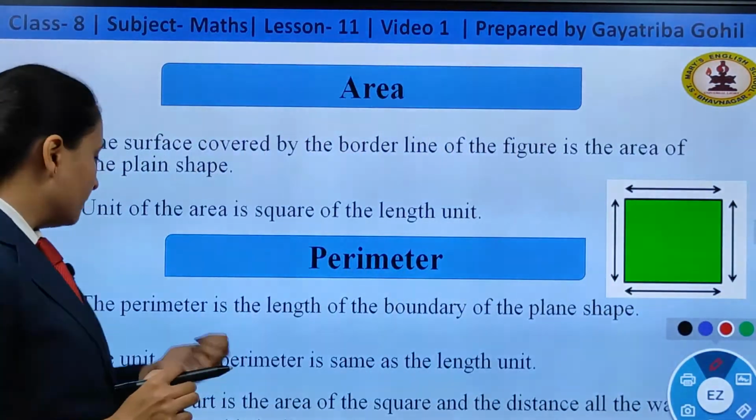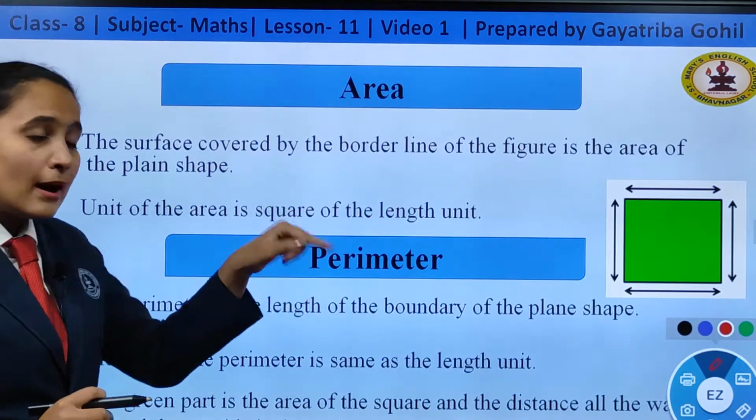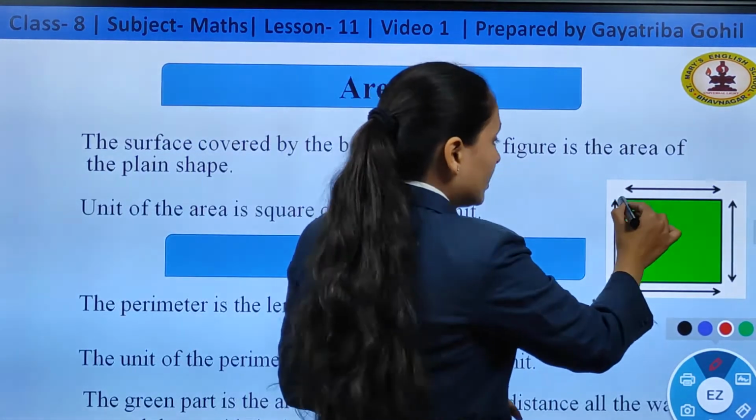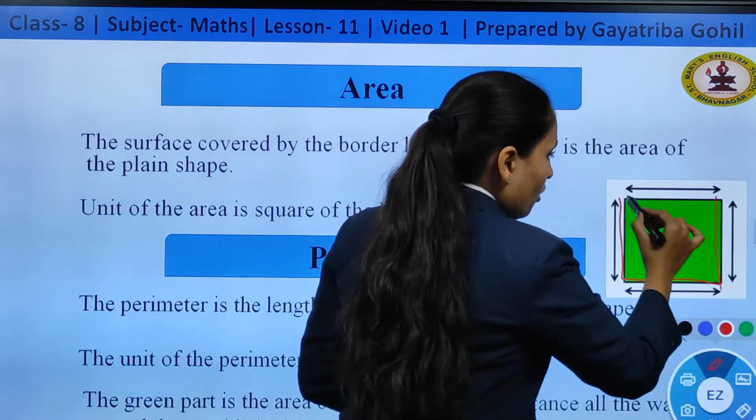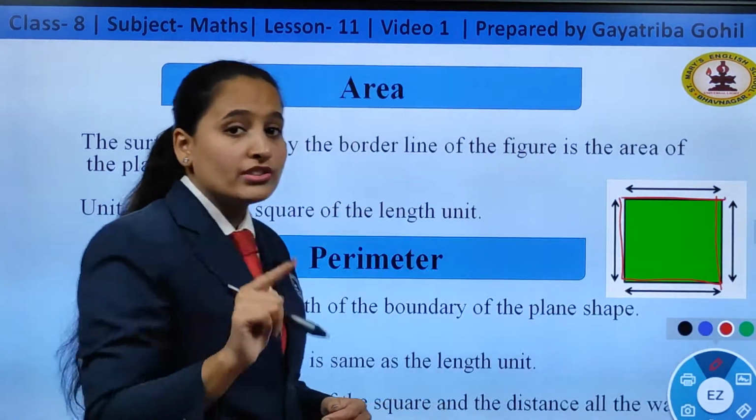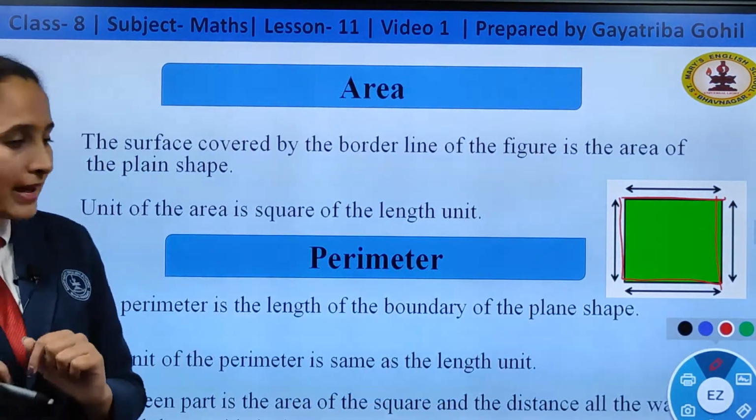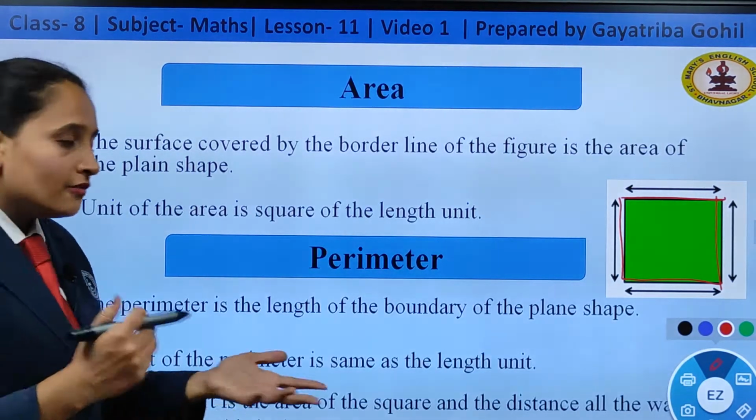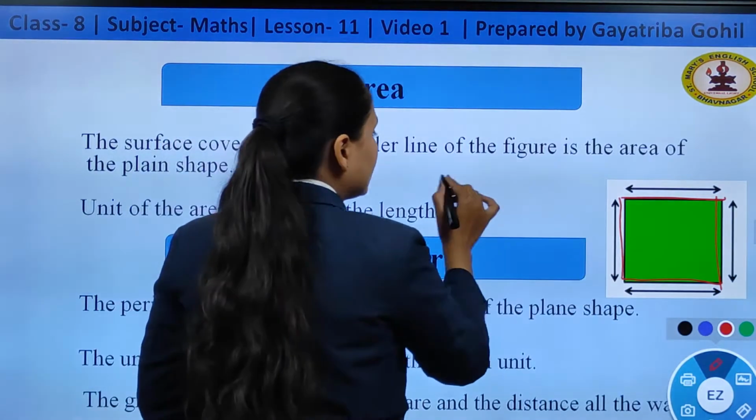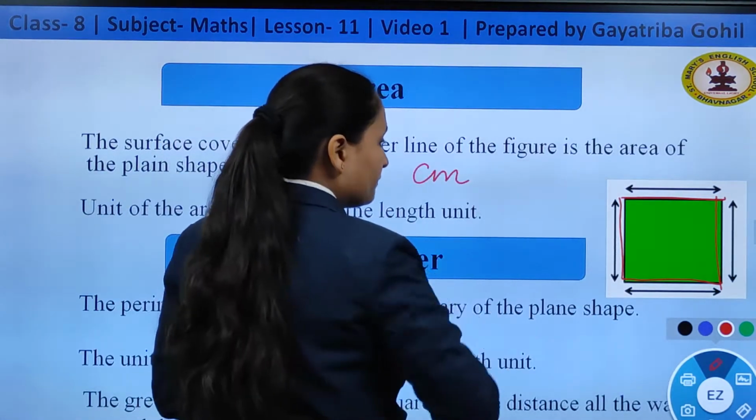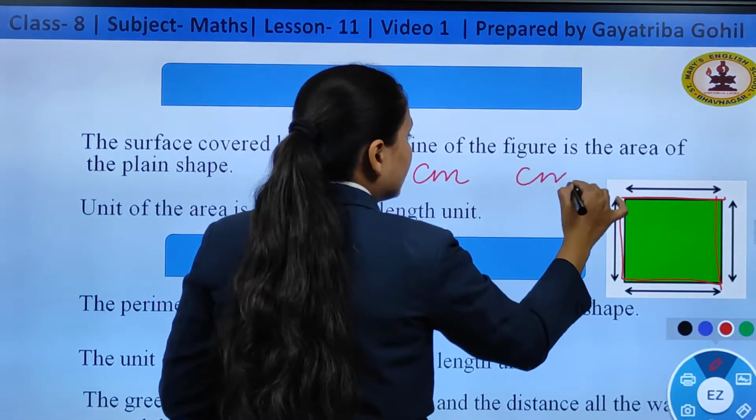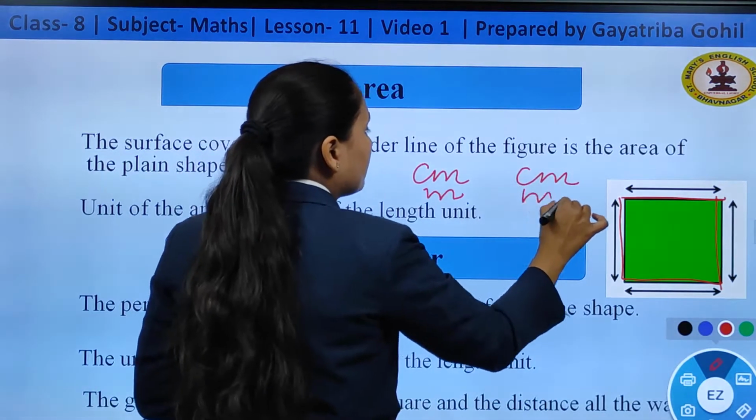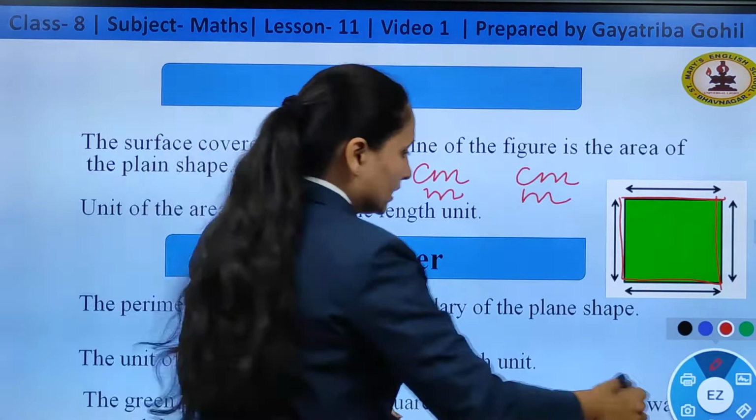Then what is perimeter? The perimeter is the length of the boundary of the plane shape. Now if I talk about perimeter, it is just the boundary. If I add all these sides, all the four sides, only the boundary, then it is called the perimeter. The unit of the perimeter is same as the unit length. For example, length of one side is in centimeter, so the perimeter will also be in centimeter. If the side is in meter, the perimeter will also be in meter.